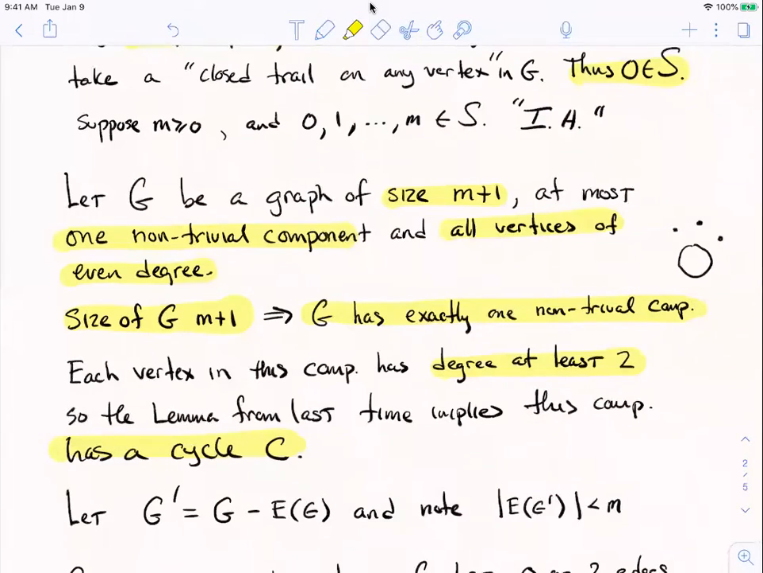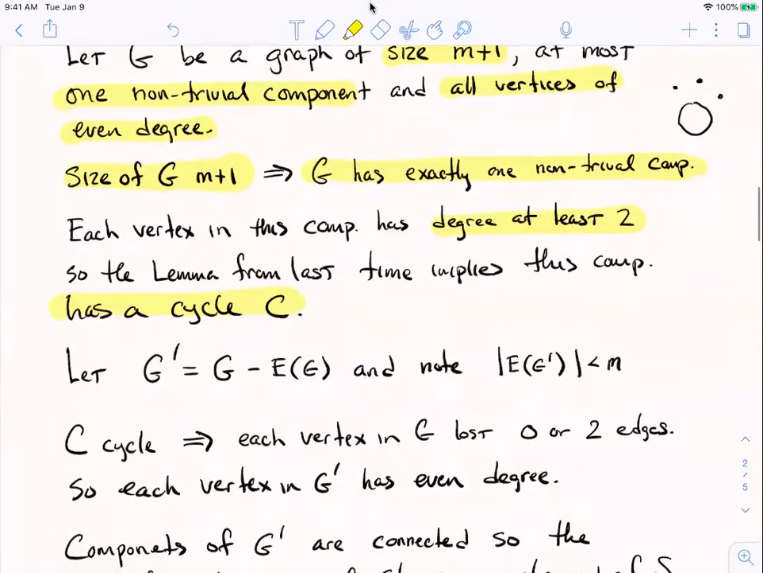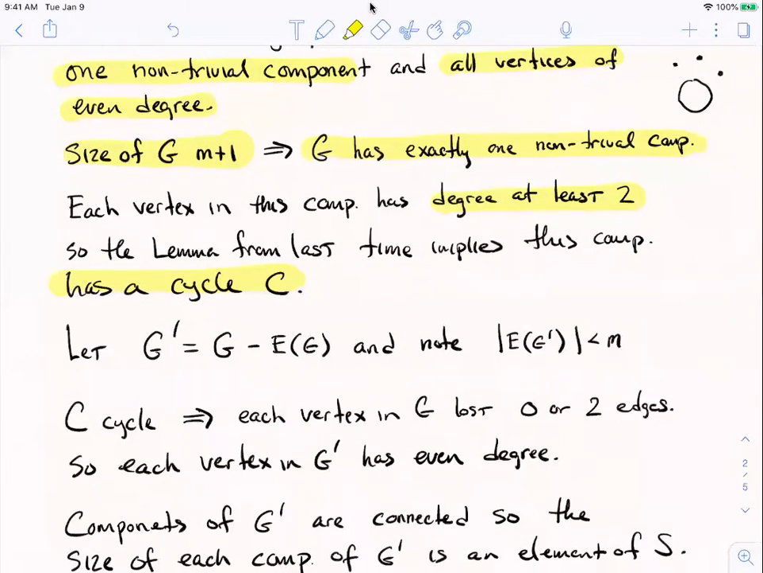That cycle actually has to live inside of this non-trivial component. It has a cycle. I'm going to call it C. And now it's going to start sounding familiar to what we did last time in that example. I'm going to define a new graph by pulling the edges out of the cycle C out of G. Okay, so I just removed the edges from the cycle.